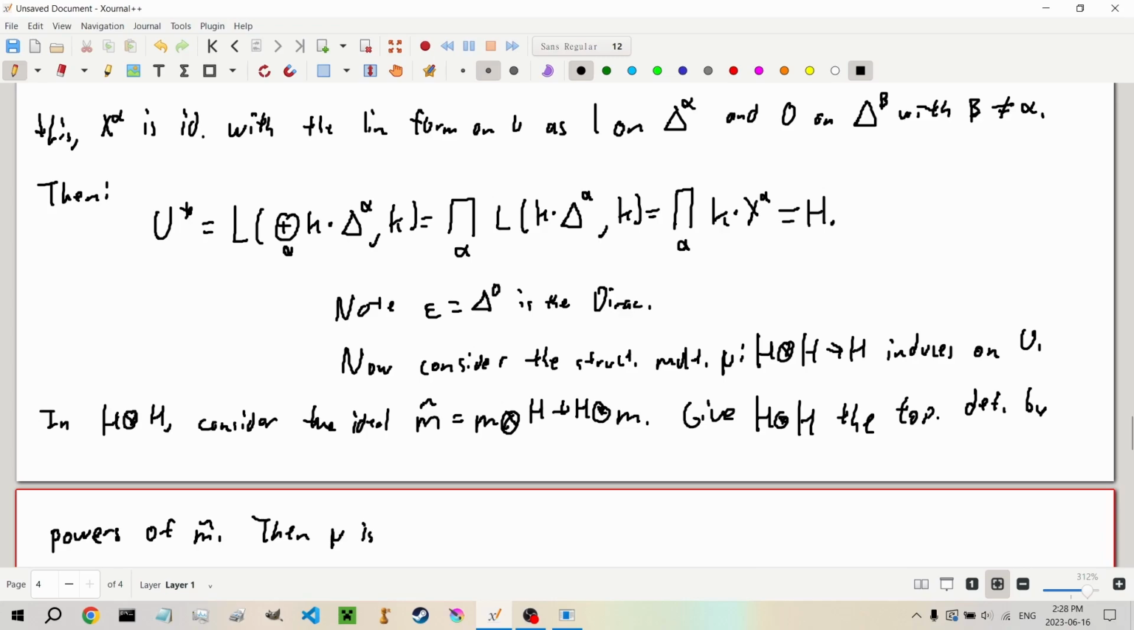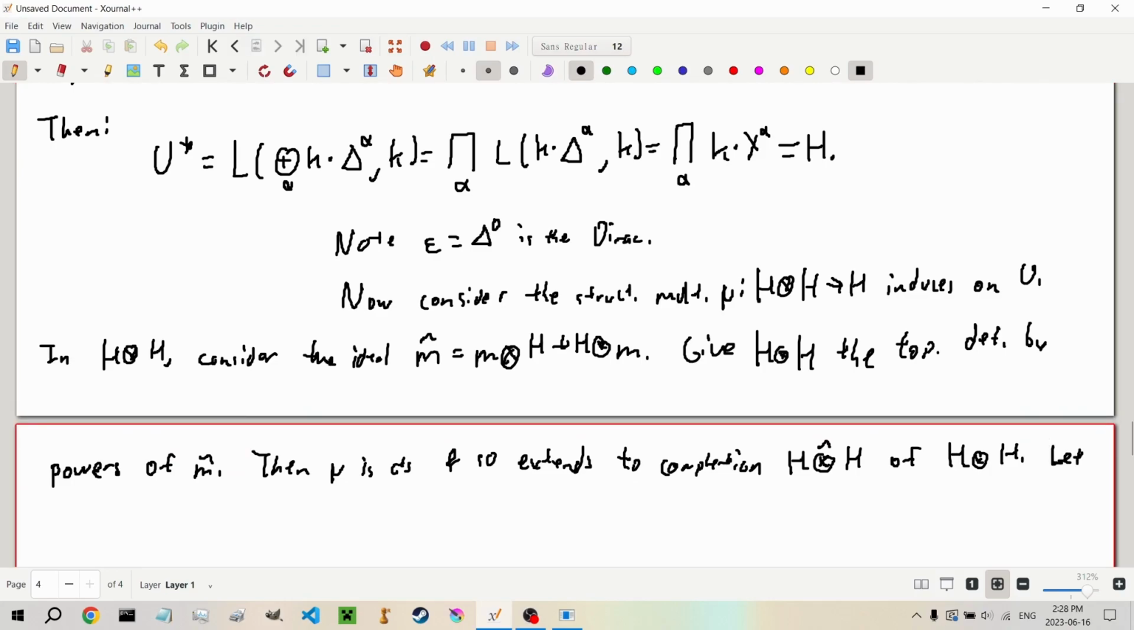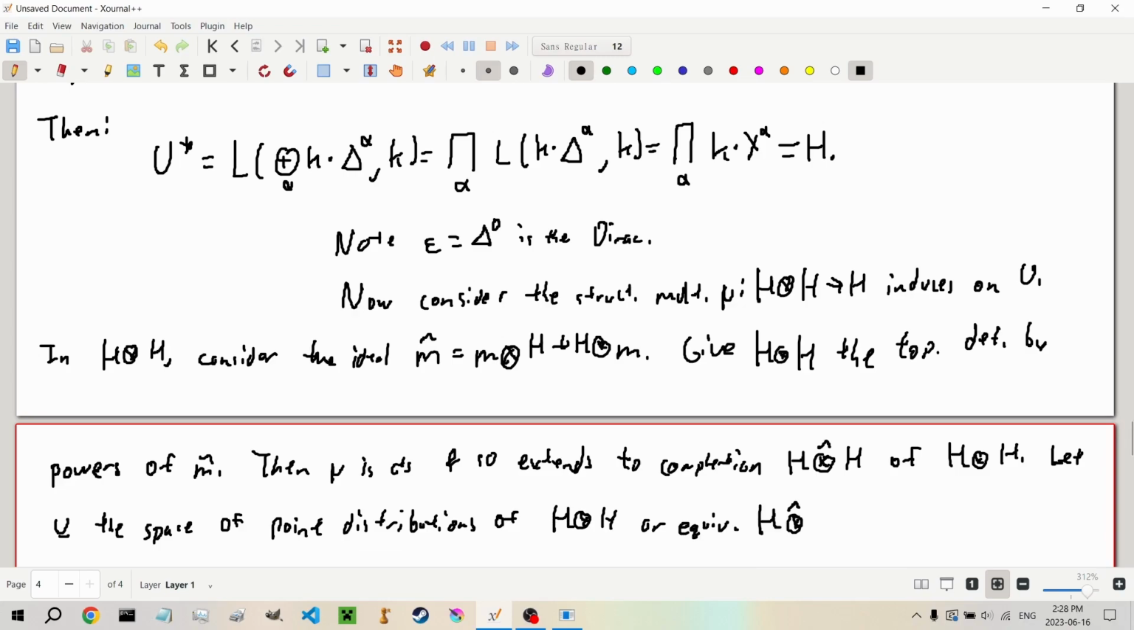Then mu, of course, is continuous, and so extends to the completion H hat tensor H of H tensor H. We're going to let U underline be the space of point distributions of H tensor H, or equivalently H hat tensor H.